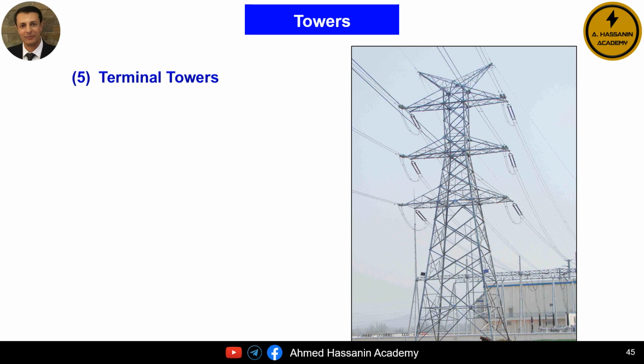Key features: terminal towers are built to be extra strong because they bear the entire pulling force of the conductors from one side. They are equipped with strain insulators to safely manage this tension. Additionally, they often have attachments or fittings for connecting to equipment inside substations. Typical uses: you'll find terminal towers at the start and end points of a transmission route. They're also used at intermediate switching stations, or where the line ends at a load center or a transformer substation.